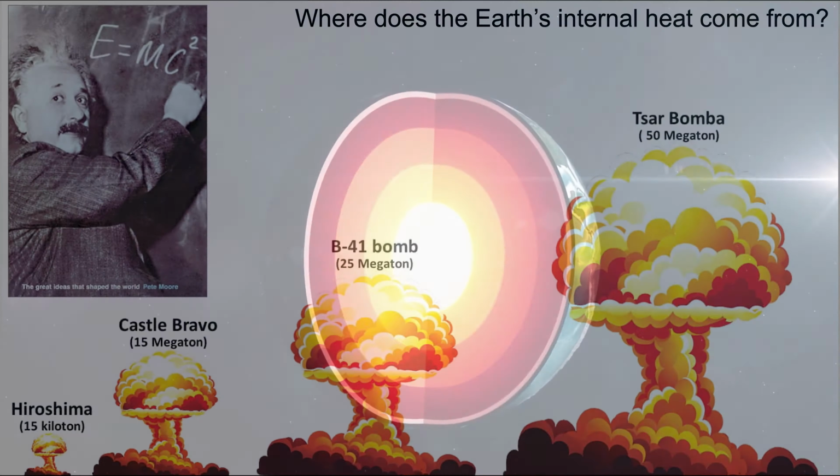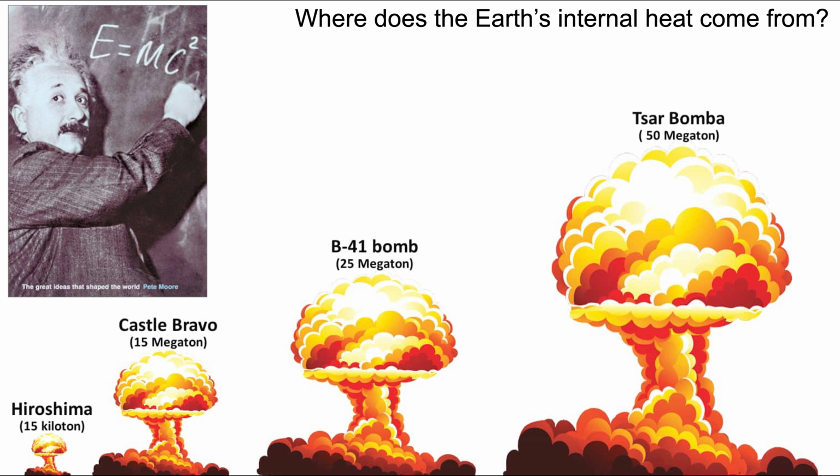Here we see the basic history of the development of atomic weapons. The bomb dropped on Hiroshima was a 15-kiloton weapon, whereas the Castle Bravo, another American weapon, was tested in the Pacific to be 15 megatons, 1,000 times more powerful than the Hiroshima weapon. The B-41 bomb comes in at 25 megatons. One thing we learned from the Castle Bravo test in the Pacific was that lithium can play a role in generating much, much more power in an atomic weapon.